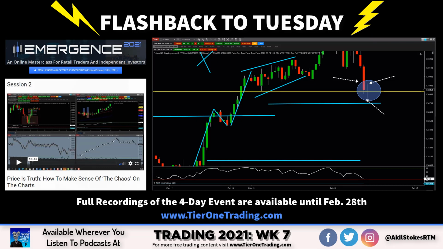I can tell you this. If we break and close below that yellow line, I'm probably going to be stopped out. I would expect the market to continue lower. If we continue lower, where do you think I would expect the market to continue lower to? I'll give you a clue. It's the theme of the day.